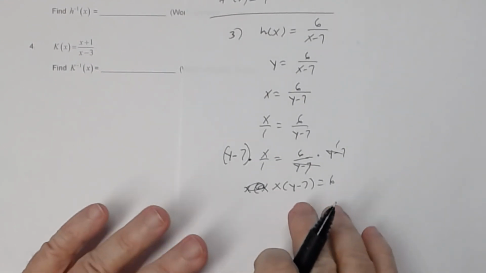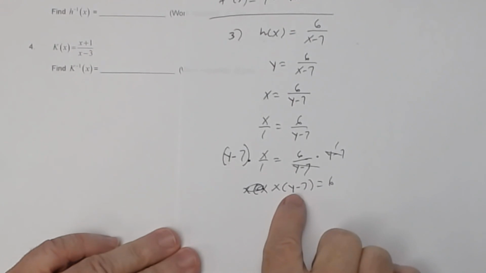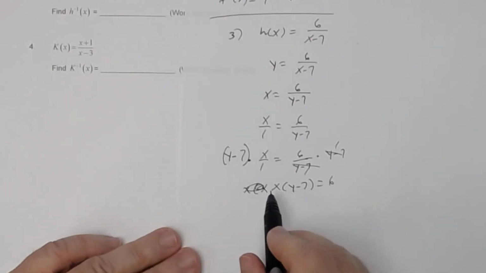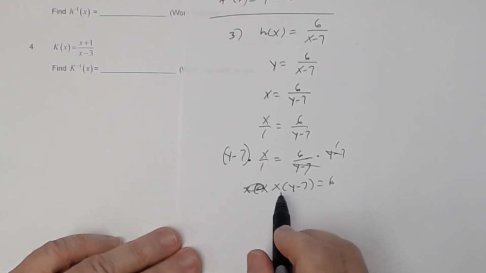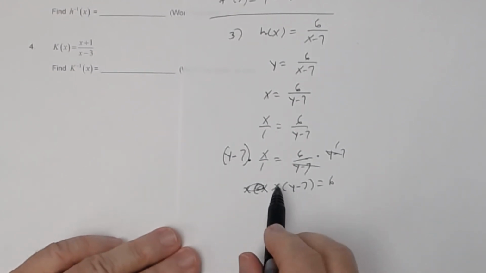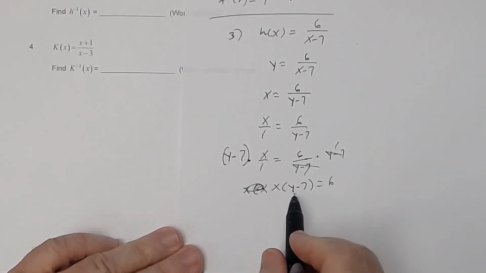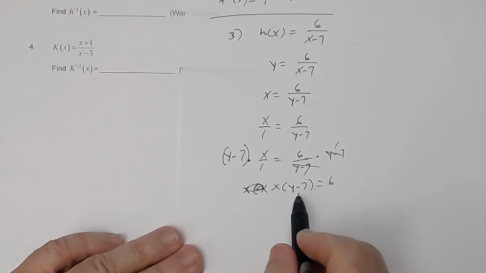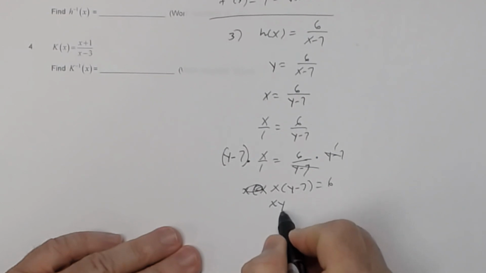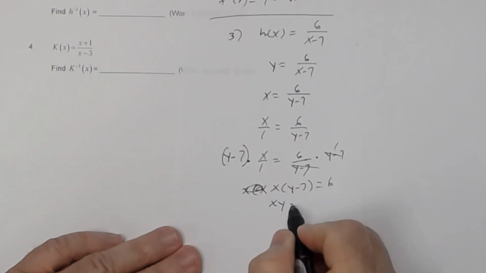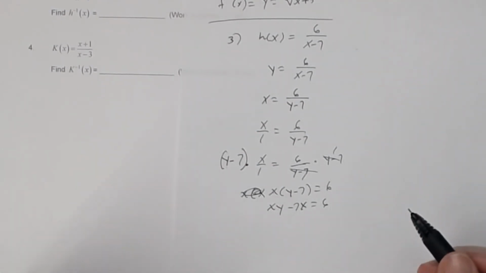Then it gets a little bit not that easy, but it's doable. Now it looks even more complicated because I have a y and an x on the same side, and I see a multiplication symbol. Well, that's okay. Let's get rid of the parentheses by using the distributive property. When I use the distributive property, I get xy, and then x times negative 7 is negative 7x, equals 6. Okay, so not that bad.